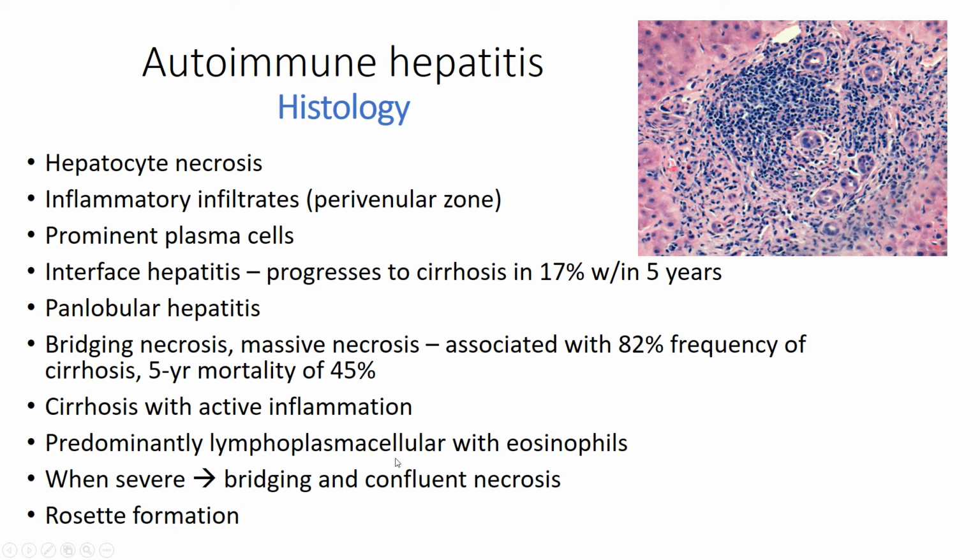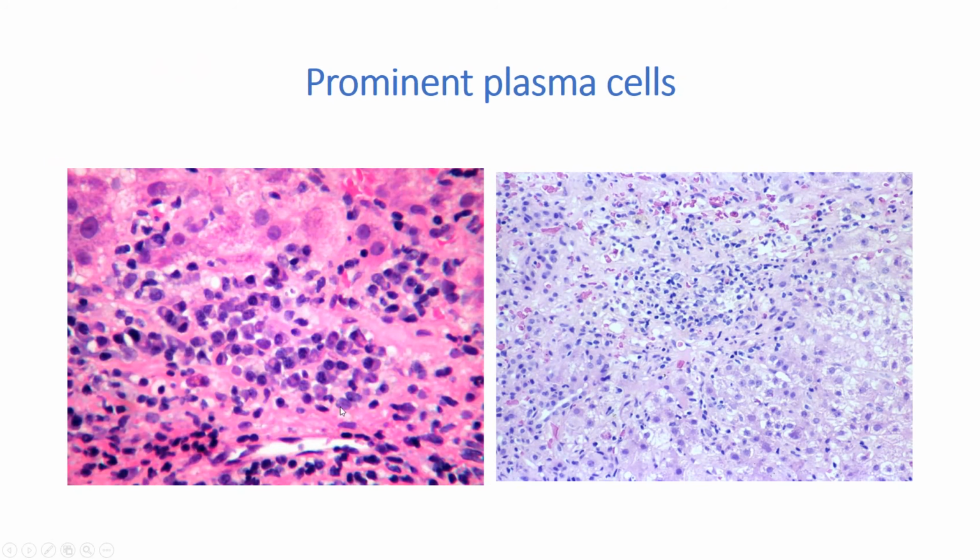I already showed you that the infiltrate is mainly lymphocytes and plasma cells, and eosinophils are sprinkled all throughout. When severe, there's bridging and confluent necrosis and some rosette formation. So there are 2 photomicrographs of prominent plasma cells. Here we see about 90% of the infiltrates composed of plasma cells, and you see spillage of inflammatory cells into the limiting plate, comprised of plasma cells as well. And here is a slightly lower power magnification, again showing a predominantly plasma cell infiltrate with interface activity.